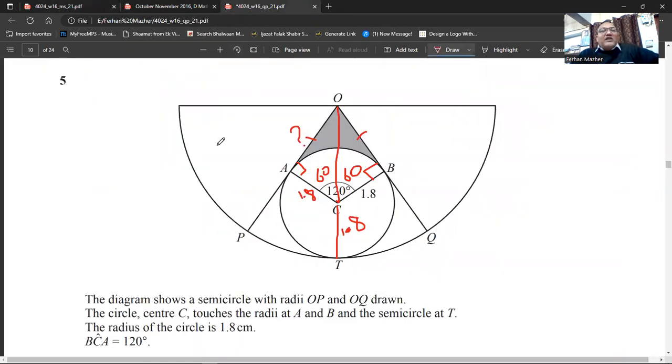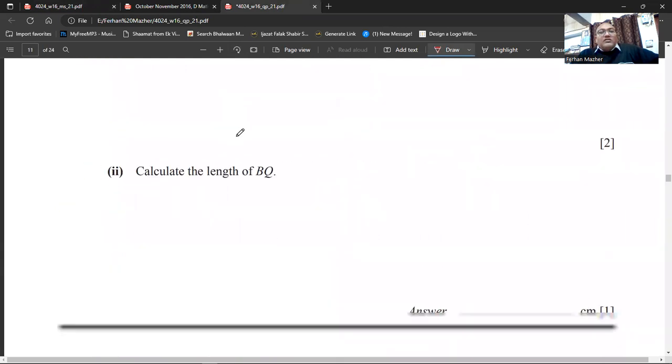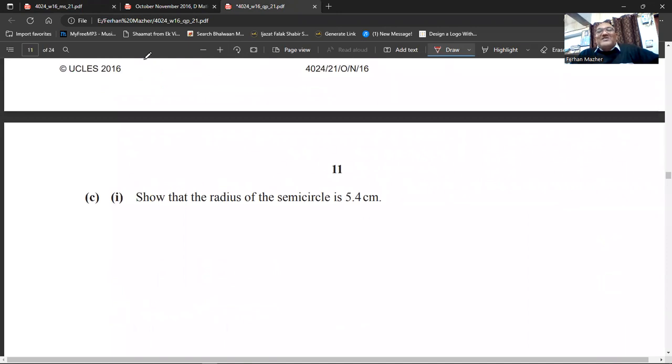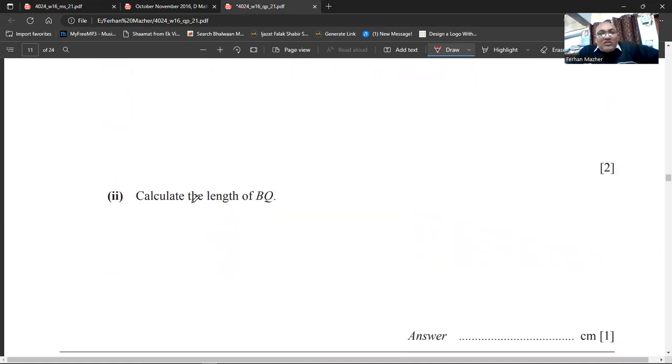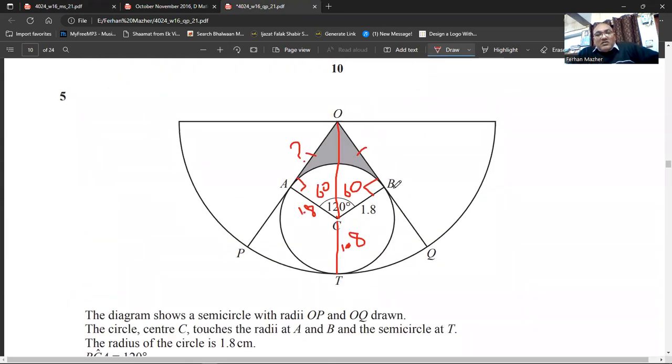Okay, then their question is, calculate the length of the BQ. We were supposed to show this, so our answer is right, sir. Yeah. Question number 5, C, second part. He says, calculate the length BQ. They want us to find the length BQ. So let's see what is BQ.